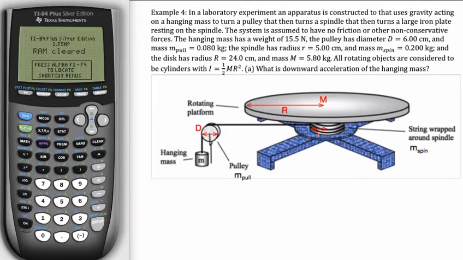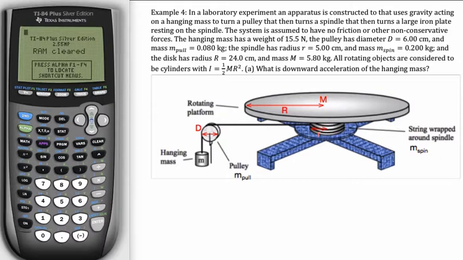The hanging mass has a certain weight, which is given as 15.5 newtons. The pulley has a diameter and a mass, and the spindle has a radius and a certain mass. And then the disc on top has a radius and a given mass. All the rotating objects are considered to be cylinders for the purposes of moments of inertia, so they all have the moment of inertia of 1/2 mr squared. Okay, so we're asked for one thing: what is the downward acceleration of the hanging mass?